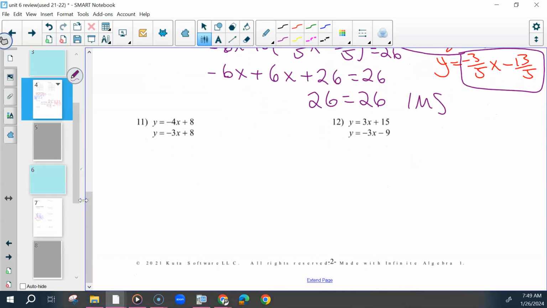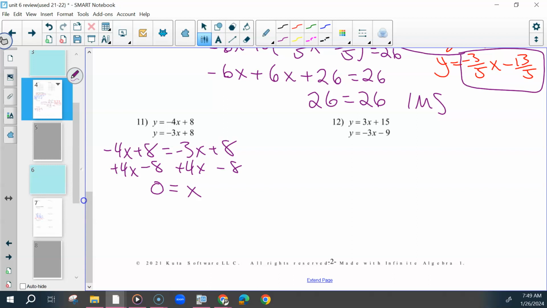So 11, because they're both set equal to y, set them equal to each other. And then pick and choose how you want to solve that. Let's say I move 4x. We have 0 equals 1x. No. Oh, wait. It is a solution. So we still have to put that back in.